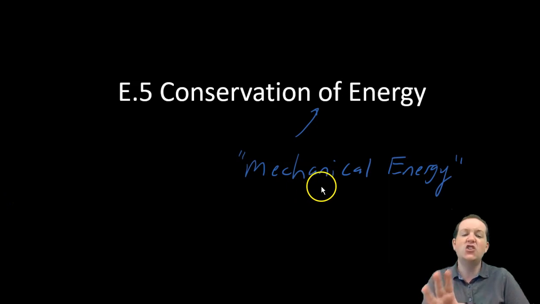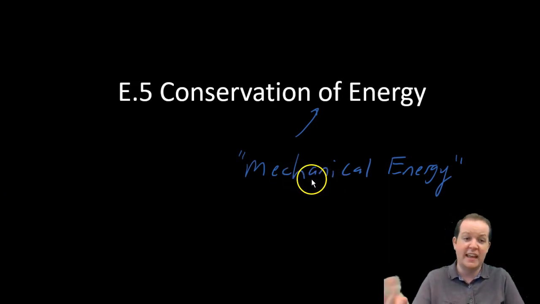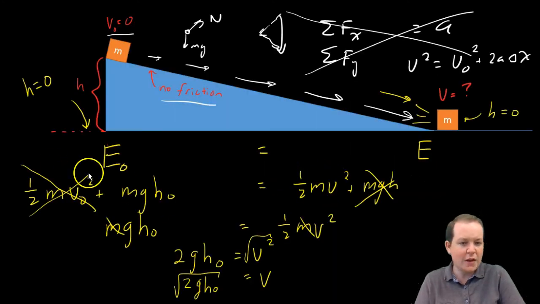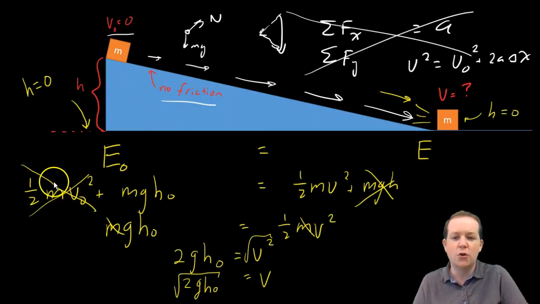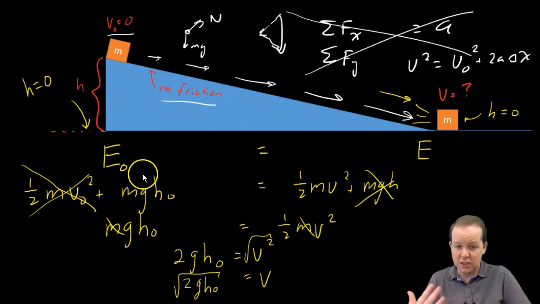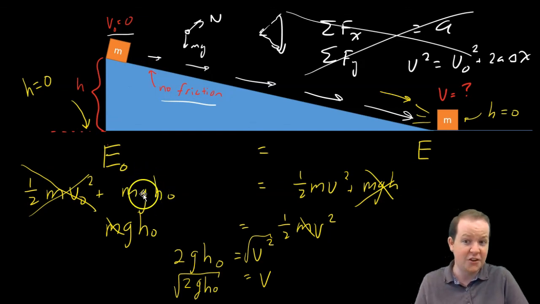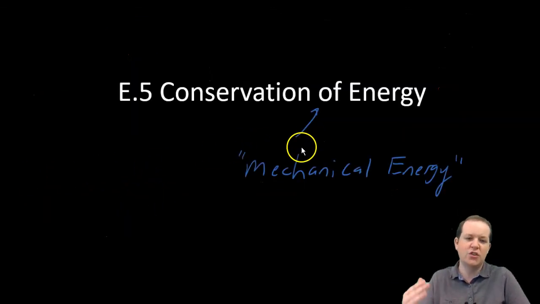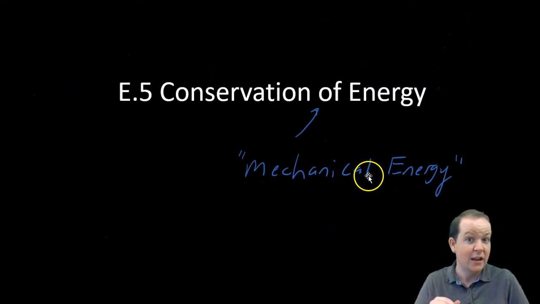Okay, so this might show up on problems. This isn't meant to fool you in any way. If you see this on, say, an AP exam, it just means we're looking at the energies associated with motion and an object's location because of forces acting on it. Okay, so this is also known as conservation of mechanical energy.